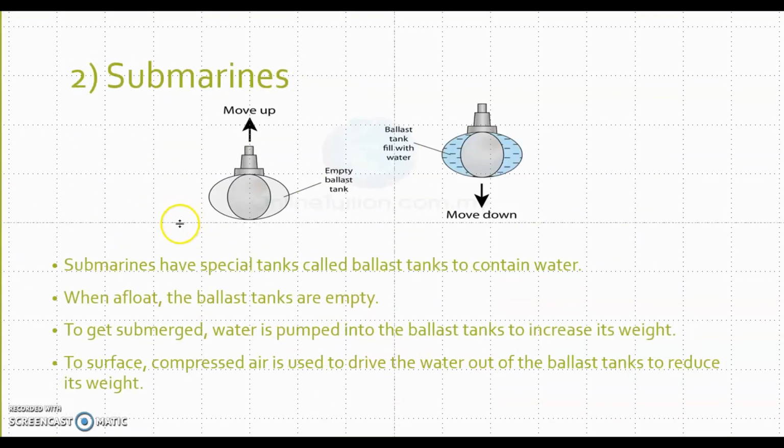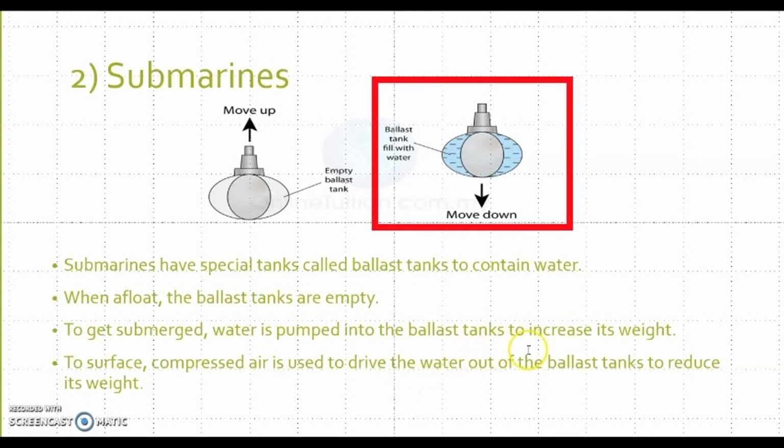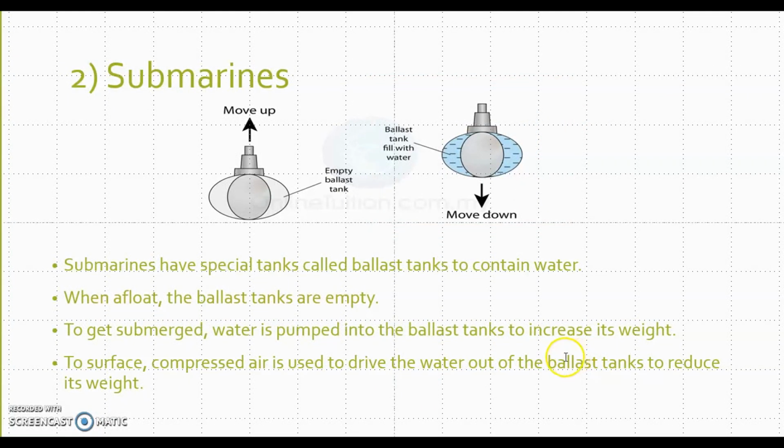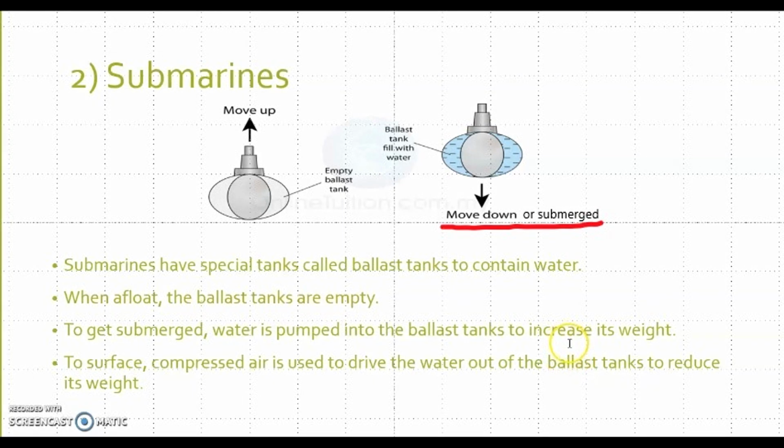So the second one is submarines. Submarines have special tanks called ballast tanks to contain water. When a submarine is afloat, the ballast tanks are empty. In order to get the submarine to be submerged in the water, water is pumped into the ballast tanks to increase its weight. Thus, it will submerge into the water.